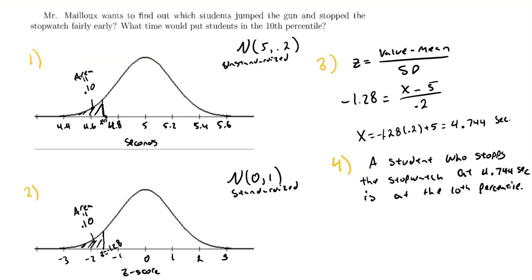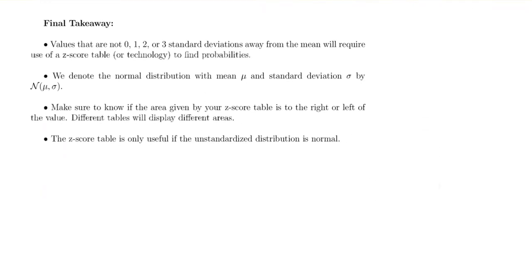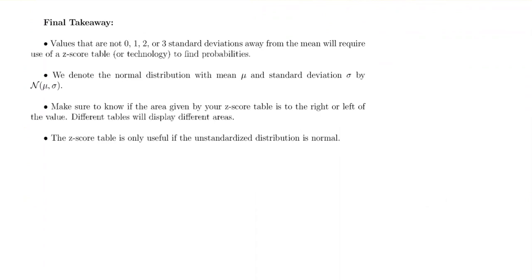So these are the types of problems we're going to answer with it now. So the key things you want to take away: values that are not 0, 1, 2, or 3 standard deviations away from the mean are going to make us have to use the z-table or some technology, which I'll show in another video, to find the probabilities.